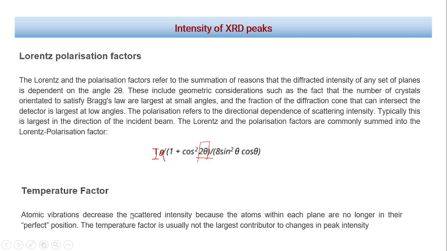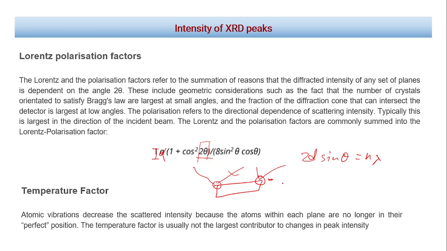Okay. Another thing is the temperature factor. When we increase the temperature of any sample or material, the atoms take that energy and start vibrating vigorously. Because of that, if I have a plane and my atoms are vibrating a lot, then whatever X-ray is diffracted from them, because they are continuously moving, may not be able to satisfy the 2d sin theta Bragg's condition, and thus the diffracted peak may not be observed.